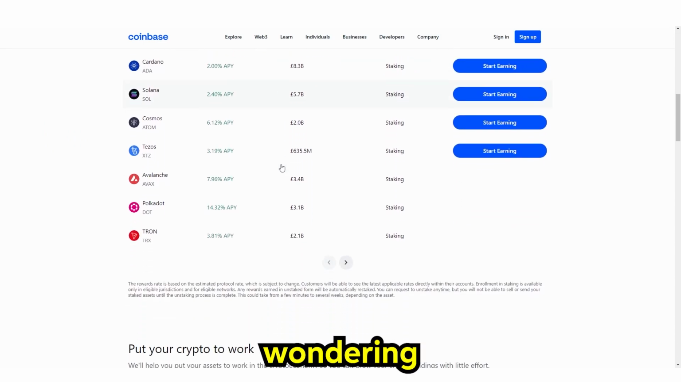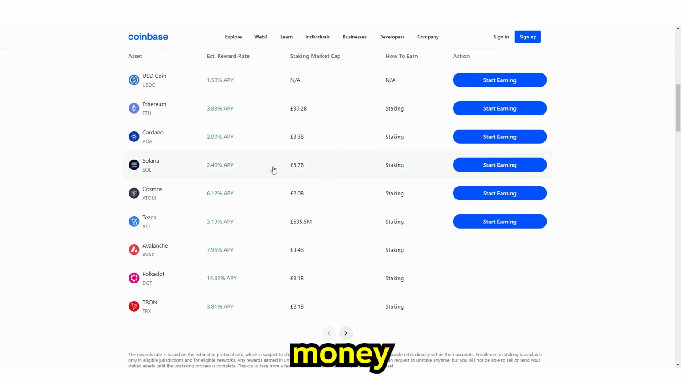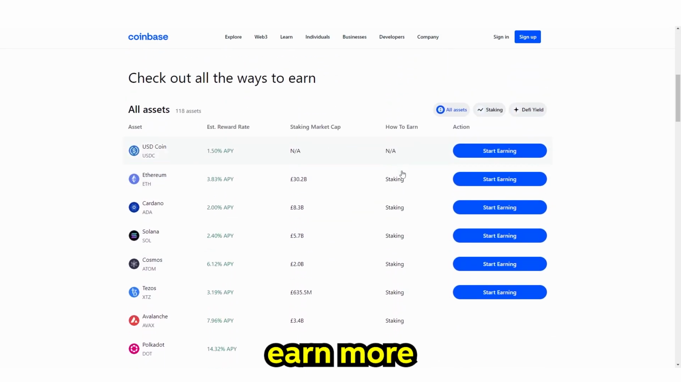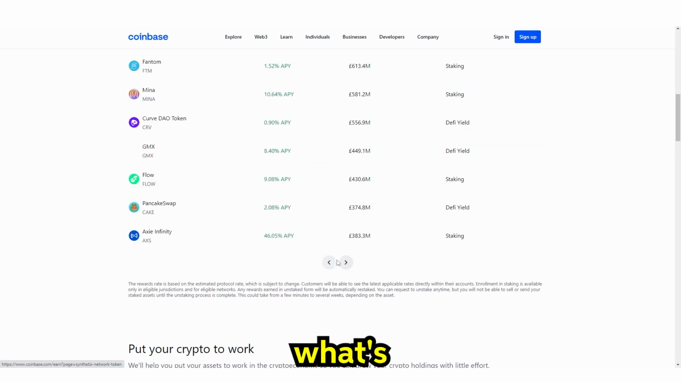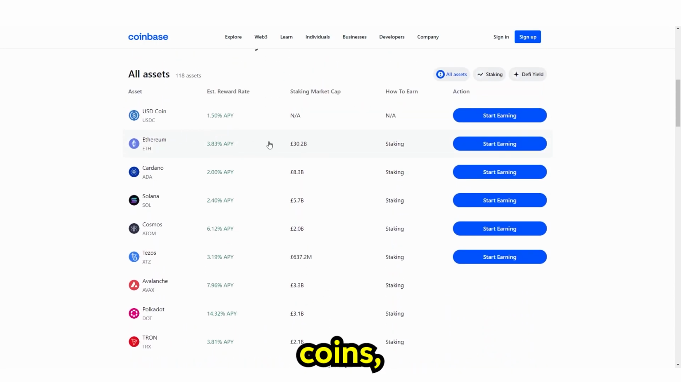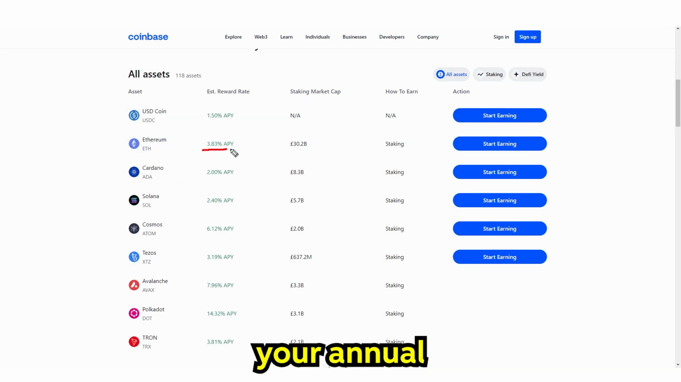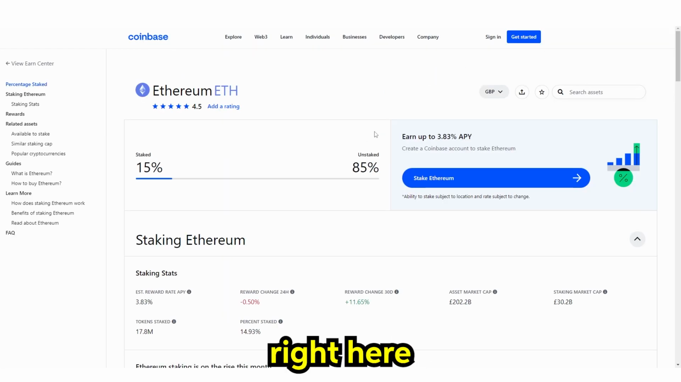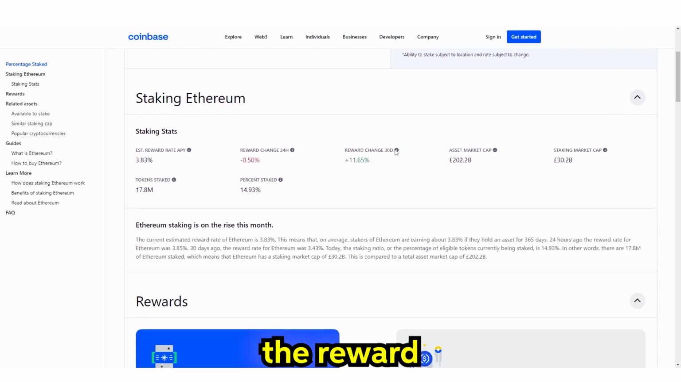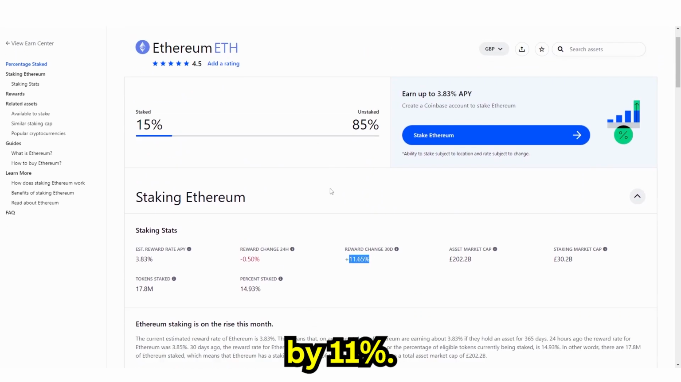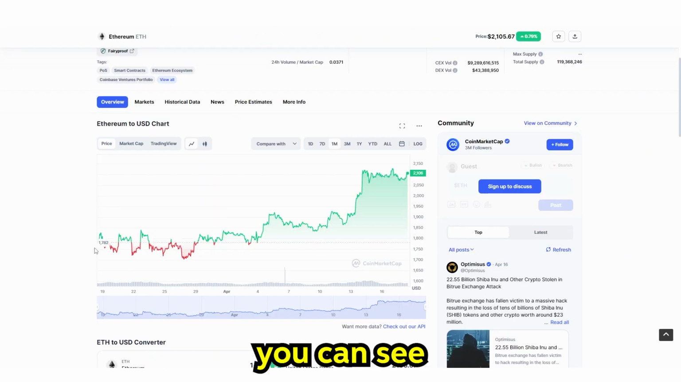Now, for those of you who are wondering exactly how you can earn money from this, you can see right here that other coins, you can earn more by staking those coins as well. Now, what's cool about this, guys, is that if you stake certain coins, so for example, maybe you could stake Ethereum, what's going to happen is that if the market goes up as well, your annual percentage rate is also going to increase because of course you staked your Ethereum. So you can see right here that of course you can stake your Ethereum and earn up to 3% annual yield. Of course, you can see right here the reward change in 30 days is compared to the asset in the last 30 days. So you can see right here that I'm pretty sure Ethereum's gone up by 11%. I think that's exactly what it means. So yeah, you can see that Ethereum has gone up.